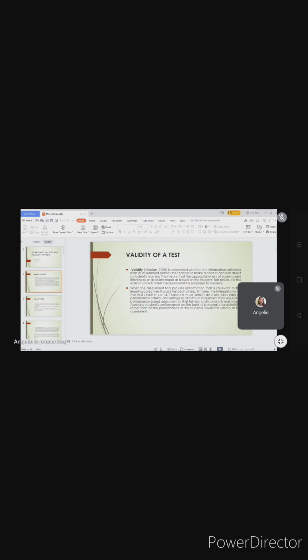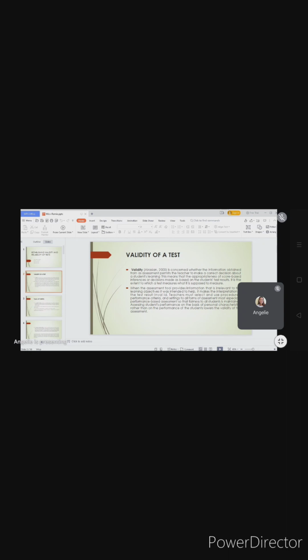Validity is concerned with whether the information obtained from an assessment permits the teacher to make a correct decision about the student's learning. This means the appropriateness of score-based inferences or decisions made based on the student's test results. It is the extent to which a test measures what it is supposed to measure.